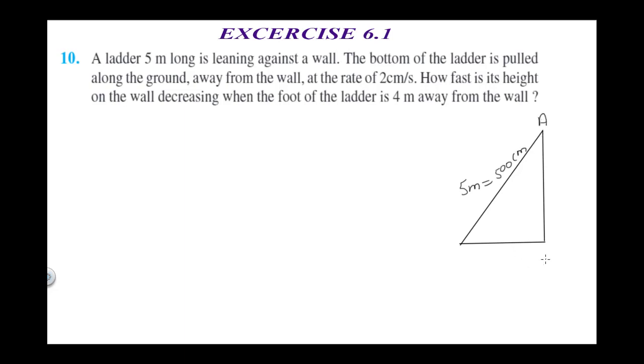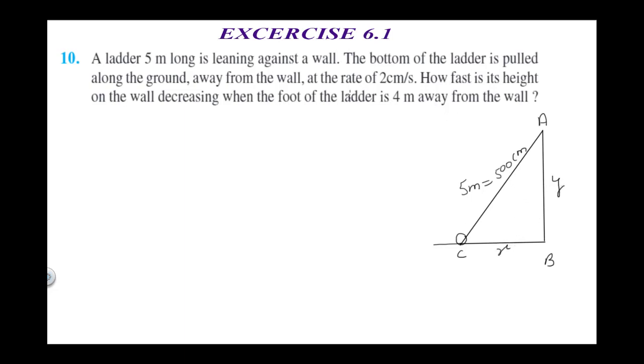Let us name it as ABC. Okay. Now what are they saying? The bottom of the ladder, that means this one, is pulled along the ground away from the wall. So this side you are pulling it. So when you pull it, you see the ladder will become like this. So height of the ladder on the wall will decrease. So let us consider this complete AB as Y, and this as X.